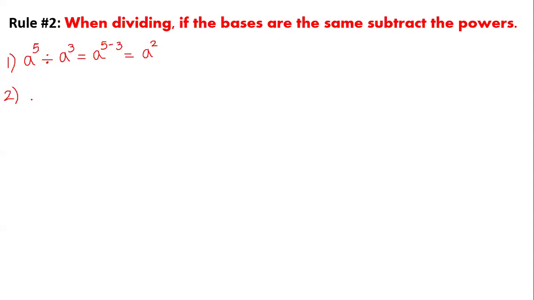Yeah, the quotient rule. Let's say we have b to the power of 7 divided by b to the power of 4. What is the answer going to be for this one? B to the power of 3. Very good. We take away the powers: 7 minus 4. That's going to be b to the power of 3. Very good.